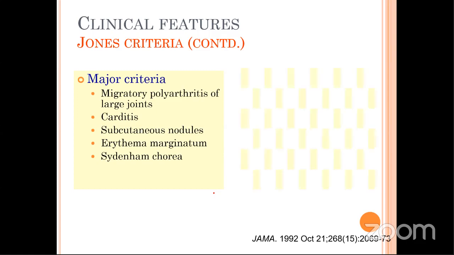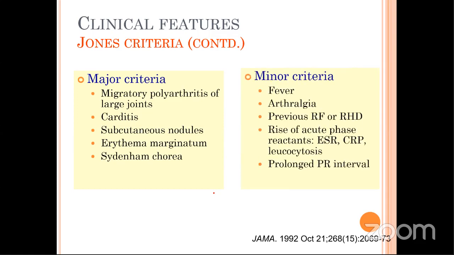And what are the minor criteria? Minor criteria are fever, arthralgia, any previous history of rheumatic fever or rheumatic heart disease, and a rise of acute phase reactants. What are acute phase reactants? Like ESR, C-reactive protein, any evidence of leukocytosis, increased WBC count, or a prolonged PR interval on ECG. So these are the minor criteria.